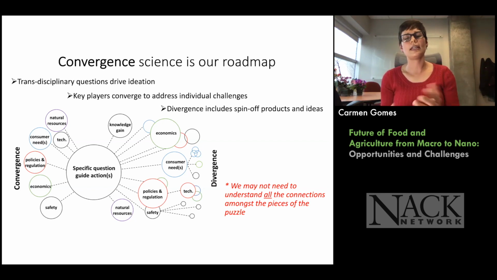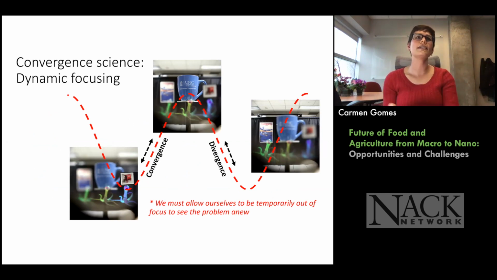And as you can see on the slide, we may not need to understand all the connections amongst the pieces of the puzzle. And we need to actually allow ourselves to lose focus on them because, again, you don't expect an engineer to know how the economic side of things really plays. You need somebody that is an expert in economics to be able to help tackle these problems. So convergence science is based on dynamic focusing. So you will be in and out of focus depending on the question that you are trying to answer.